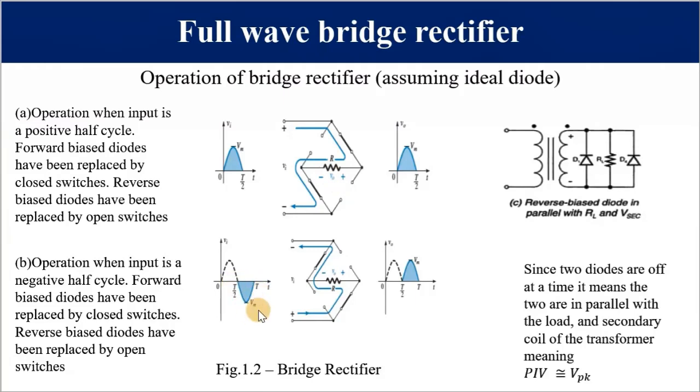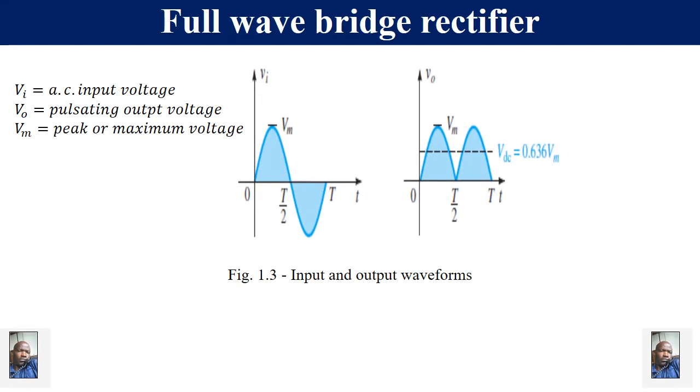For this negative half cycle input, it is going to forward bias this diode. So the current is going to go this way through the load resistor RL, through the other diode, then back to the secondary of the transformer. In other words, these two diodes are off when the input is positive, and these two diodes are off when the input is negative. So two diodes operate at a time. That is a summary of what happens for positive half cycle input and also for negative half cycle input.